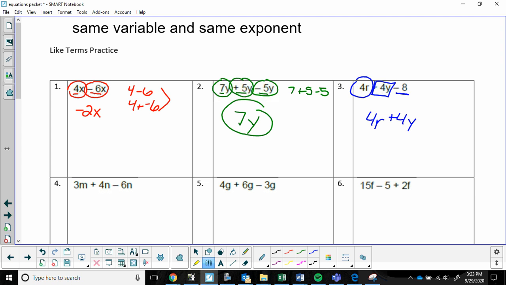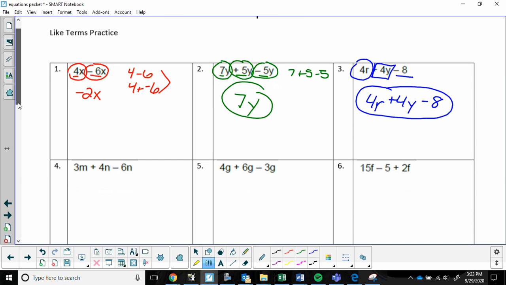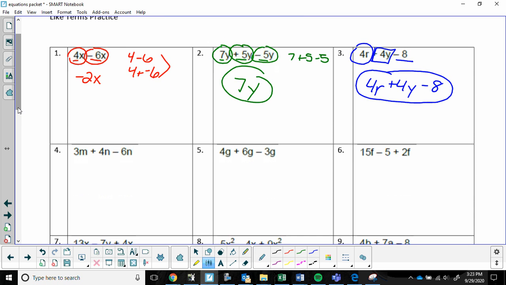And lastly, we look right here. This is a plain number or a constant. There are no other constants to combine it with, so we bring it down. So in this case, there are no like terms, so the original ends up being the answer. That can happen if there's no like terms. All right, so nothing to add or subtract there. Moving on to number 4.